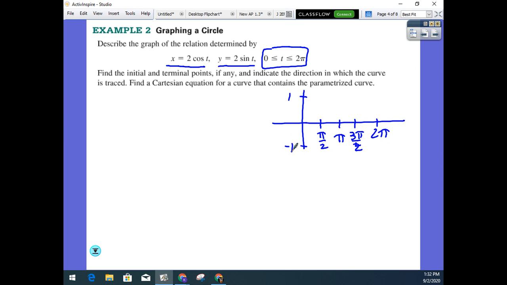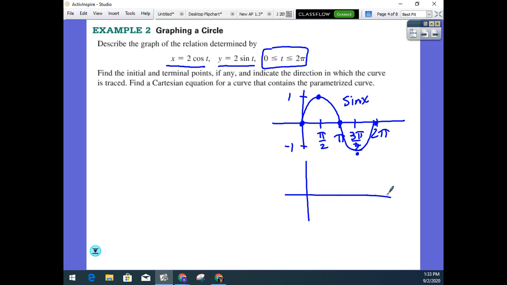This is how we always start with sine and cosine. So sine starts at 0, goes up to 1, back to 0, down to -1, back to 0. Remember that curve? That's sine.